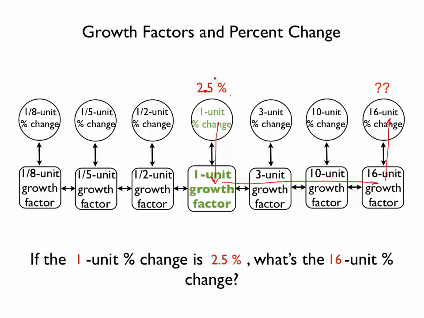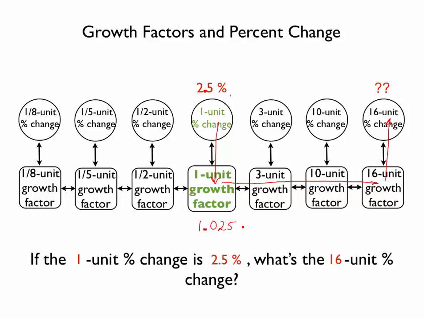0.015. So is this increase or decrease? Is it growth or decay? Growth. So our growth factor should be less than 1 or greater than 1? Greater than 1. So what would the growth factor be? You do it on the fly? 1 point 0.025, right? 0.025.